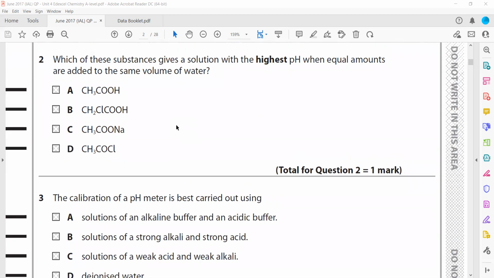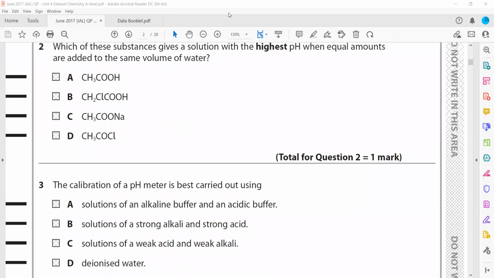Which of the following substances gives a solution with the highest pH when an equal amount of the same volume of water is added? So, highest pH. For conjugates, a weak acid has a strong conjugate base, and a strong acid has a weak conjugate base. So when we check the options for question 2, look, acetic acid will have a pH less than 7.